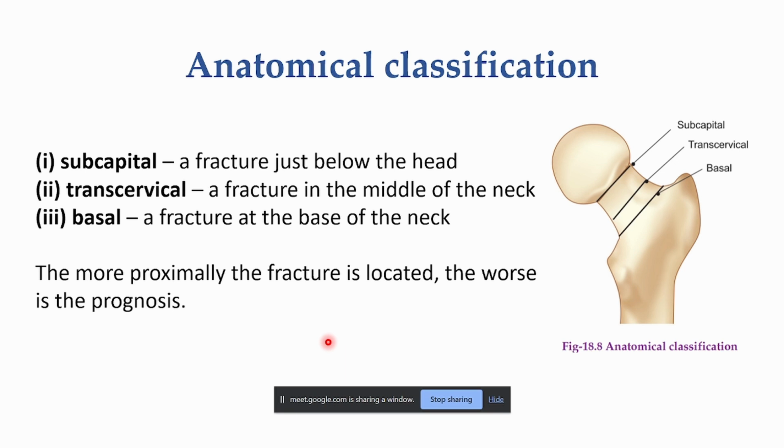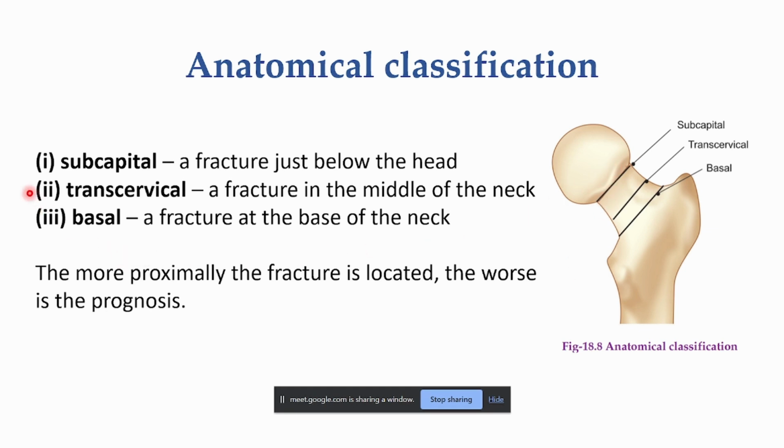So, fracture of neck of femur is classified on different bases. First we will see the anatomical classification. Anatomical classification is based on the different anatomical locations. These are of three types. The first one we will see is the subcapital. Subcapital is the fracture at the base of the head, just below the head. As we can see in the figure, this is the subcapital fracture.